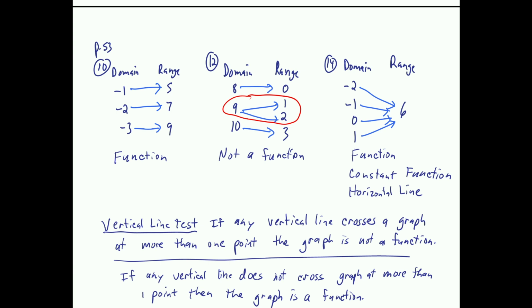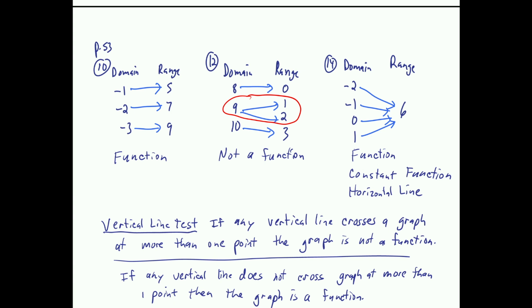They've got a set of domain, a set of range. The first one there, you'll notice each of the domain values is going to a range value. So -1 is going to 5, -2 is going to 7, -3 is going to 9. So that is an example of a function. Now, number 12, you'll notice 8 is going to 0, 10 is going to 3, but 9 is going to two different values, 1 and 2. So that tells you that one's not a function.